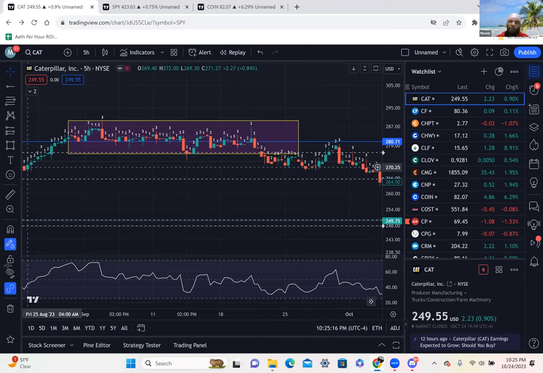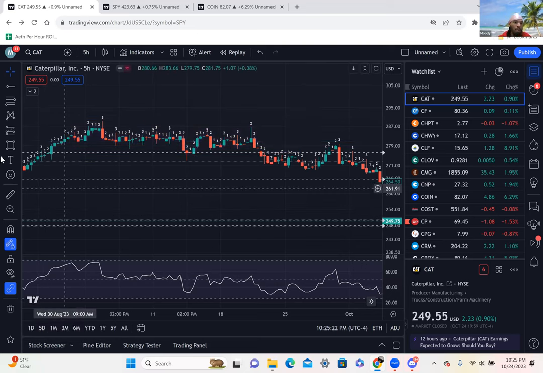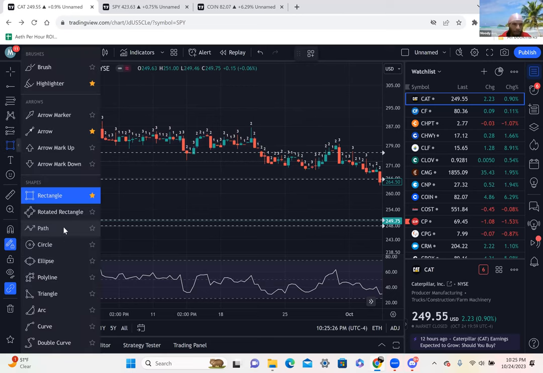So I definitely like the rectangle for things of that nature, just to catch consolidations and the breakouts from those consolidations. Because I'm going to do the fib, but I may go crazy when I do the fib. So I'm just trying to go through a few more others.